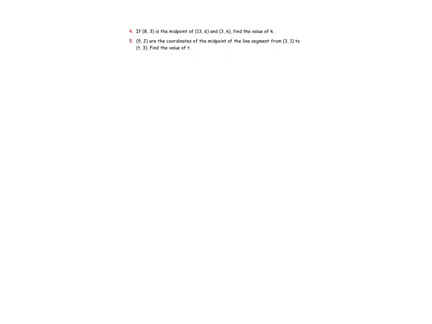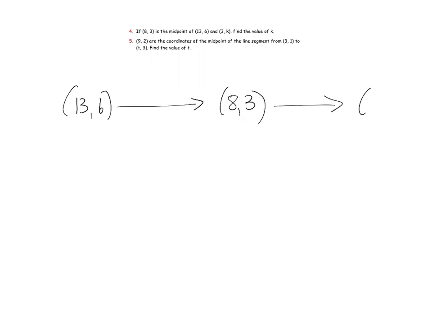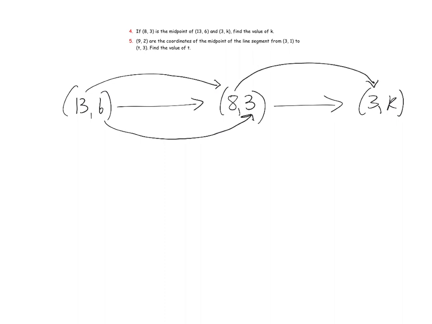It says if (A, 3) is the midpoint of (13, 6) and (3, k), find the value of k. So we can just set it up like this. If you draw (13, 6), the midpoint is (A, 3), and that will bring you on to (3, k). Well, what did we do to 13 to make it 8? What did we do to 6 to make it 3? You're going to do the same to 8 to make 3, and then the same from 3 to k. So it's very similar. You should be perfectly fine with that. The difference between 13 and 8 is 5, but we're taking 5 from 13, so we've got to take 5 from 8 as well to give us 3. From 6 to 3, we're taking 3, so we take 3 from there. So it should be fine.